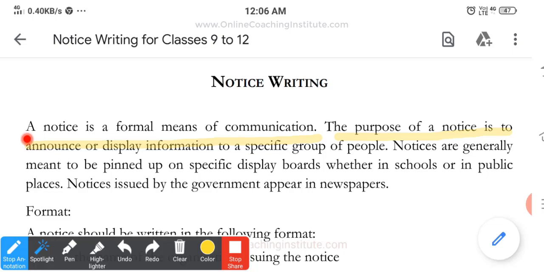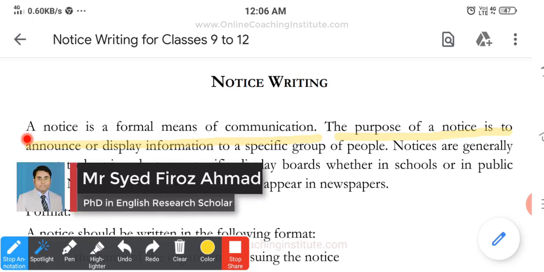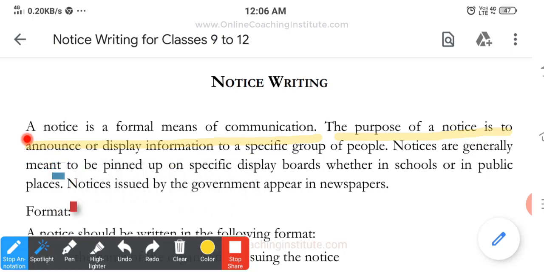Communication is when you put your views to others through different modes of language, either gesture or sometimes verbal, and this is a formal means. So now we shall understand what is the meaning of formal means. Formal means official, public, where you share your views to different people without privacy. So a notice is a formal means of communication.